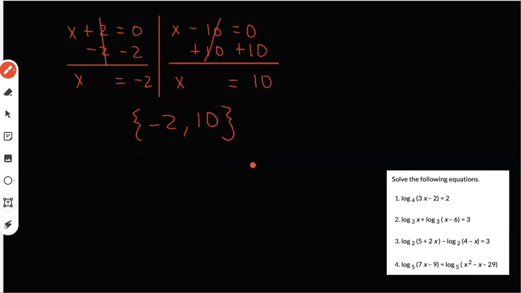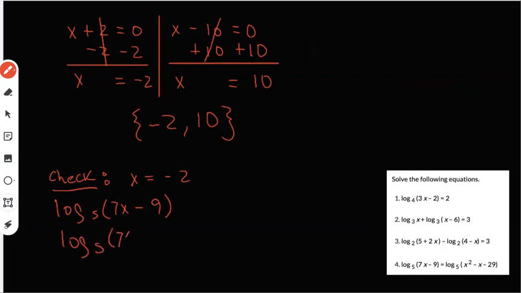Okay, so to check our work, I really only want to check one of these. It's the negative 2. And I'll kind of show you why that is. Because when I plug it back into our expression, log base 5 of 7x minus 9, here's what I get. I get log base 5 of 7 times negative 2 minus 9. And that's going to give me a negative 14 minus 9. That's negative 23.